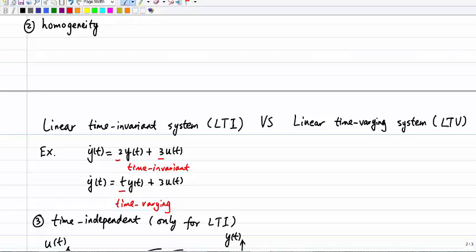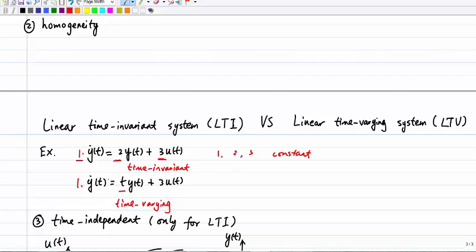A linear time invariant system is something like this: y dot t is 2 y t plus 3 u t. The reason we call it linear time invariant is that all the parameters are constant. You can consider this as 1 times y dot t, so the parameters are 1, 2, and 3. They're constant, which means they are time invariant. So this is called a time invariant system.